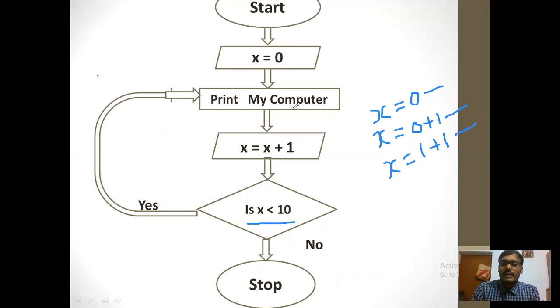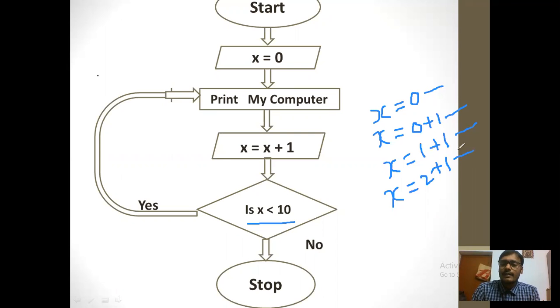Again, the flow line is indicating this symbol. Again, it will increase the value of x by 1. So what was the earlier value of x? Earlier x was 1 plus 1, 2. Now again it will increase the value of x by 1. So 2 plus 1, now it has become 3. The value of x is 3. Again, it will check the condition whether 3 is smaller than 10 or not. Again the condition is true, and again it will print "my computer".